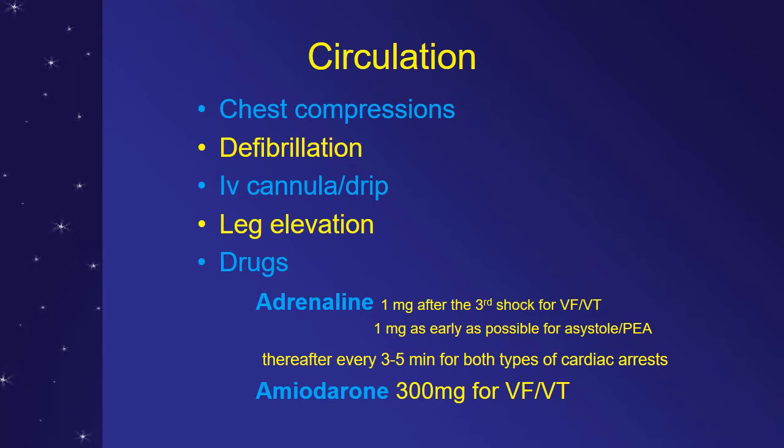And amiodarone 300 milligrams would be administered for shockable rhythms, ventricular fibrillation or ventricular tachycardia, which are resistant to defibrillation. Generally no other drugs are used on a regular basis in advanced life support, and atropine has no longer a place in advanced life support.